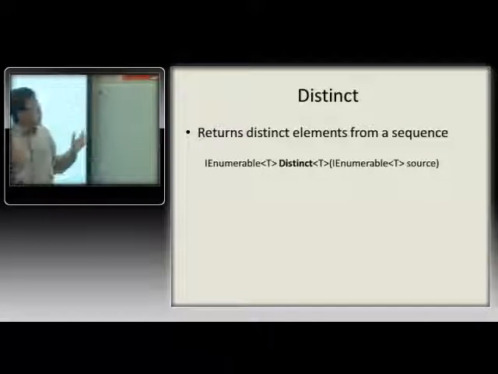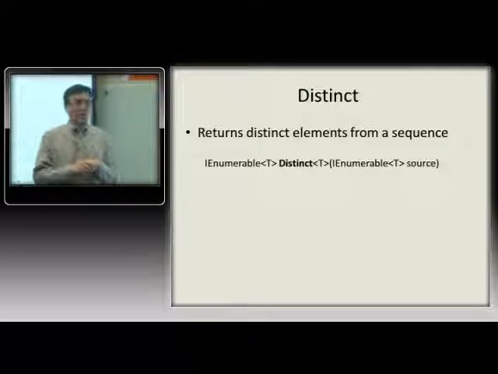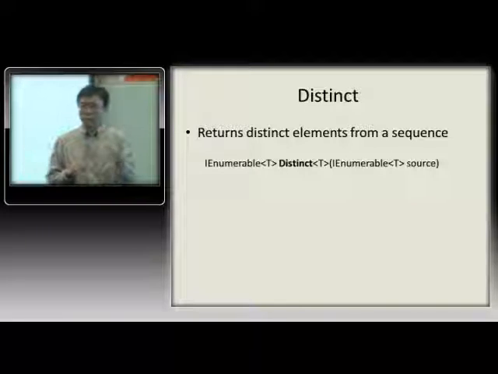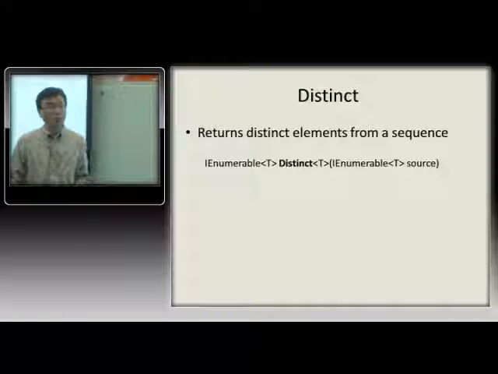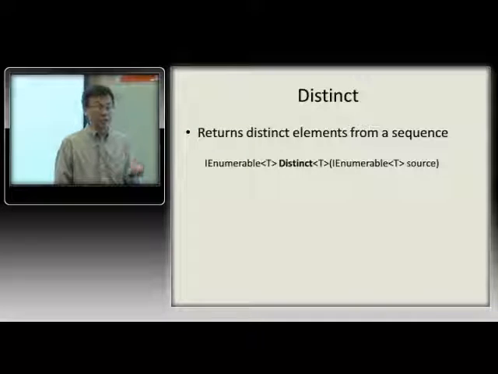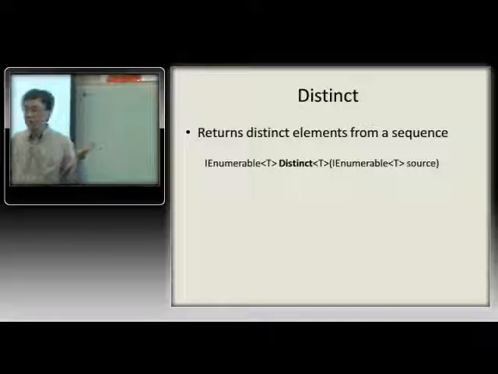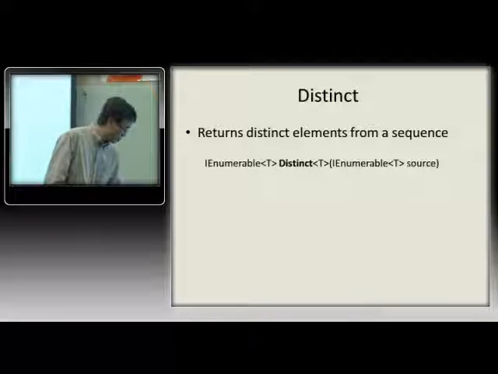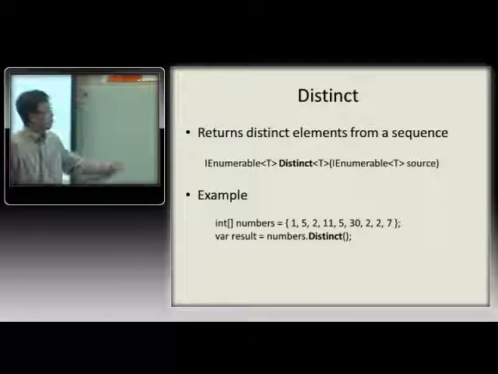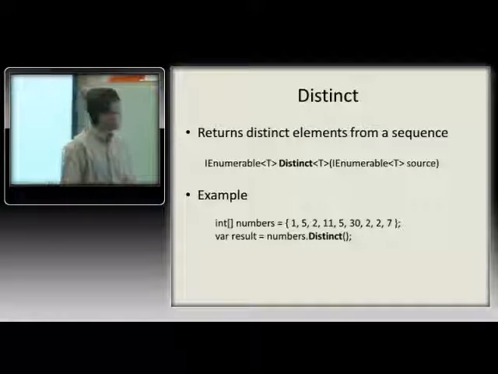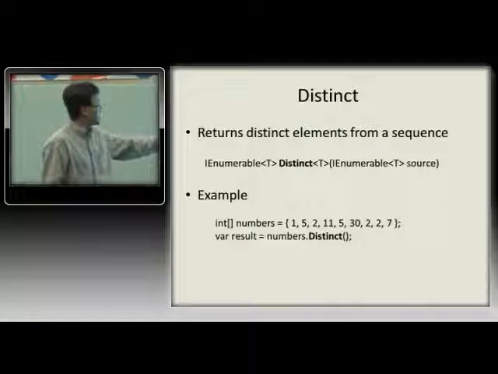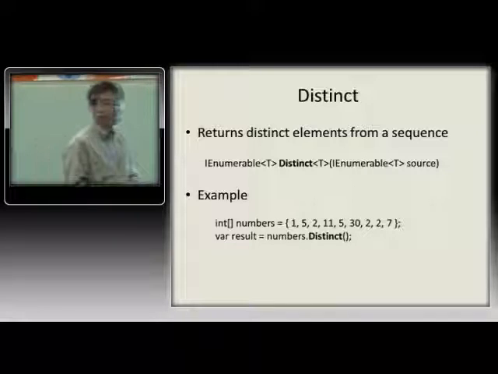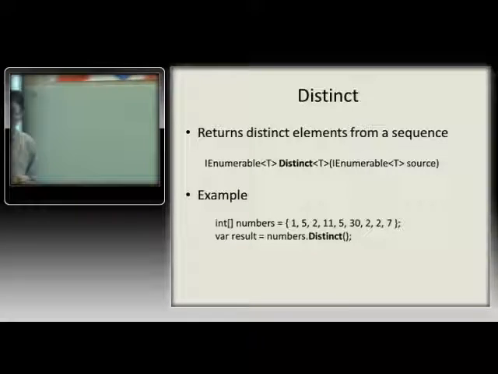So another interesting operator is called distinct. This is the duplicate elimination. I remember you got a question about whether we want to keep the duplicates. This is the operator that gets rid of the duplicates. Say, for instance, if you have a collection of numbers, distinct would basically get rid of all the duplicates and only return the distinct numbers.